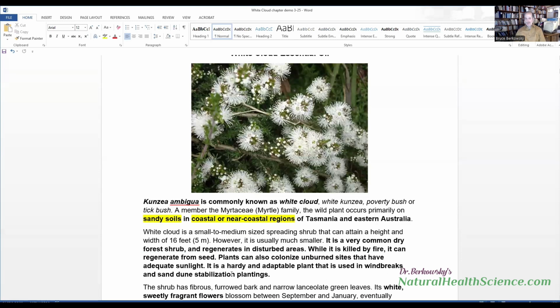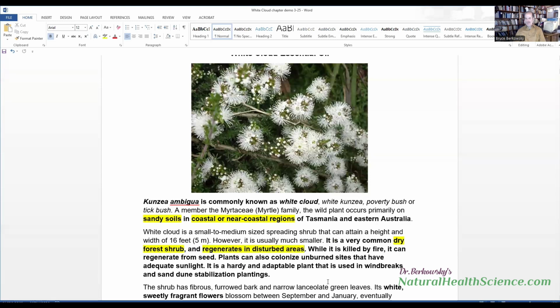And it's a small to medium-sized spreading shrub, or it's a small tree as well, that can attain a height and width of about 16 feet, but it's usually much smaller. So it's very common. It's a very common dry forest shrub. Here we go again, back to the dryness. But then on the other hand, it mentions something here that's going to come in importantly as we move on.